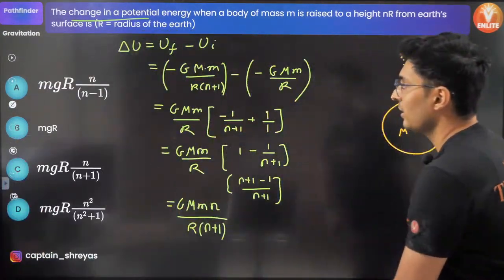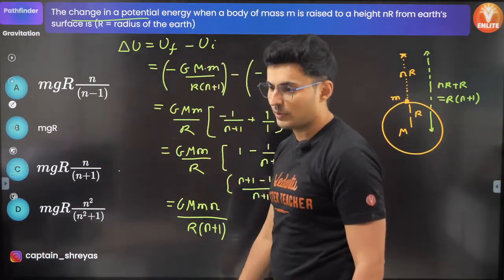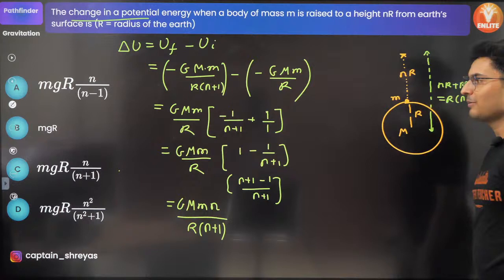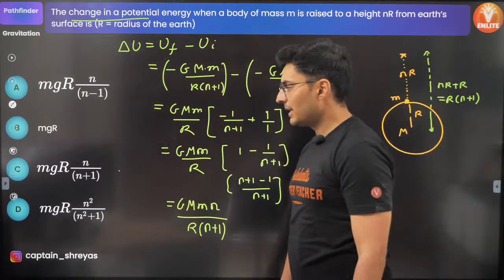Is it there somewhere? No, it's not option A, it's option C. This one, the n is also there on the top. N is also there on the top. Be careful, guys. Okay, is that clear? Everybody understood?